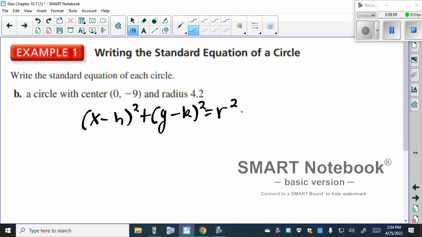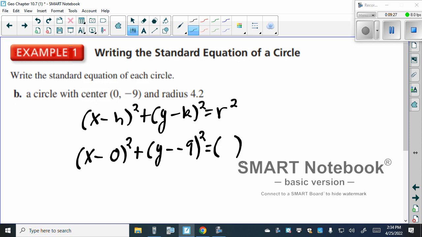I'm going to start off by just writing the formula. Now, did they give us the center already? Yeah, so let's plug in the values of h and k. So we would have what? x minus, squared, plus y minus, and they did give us the radius. So I just had to plug everything in.